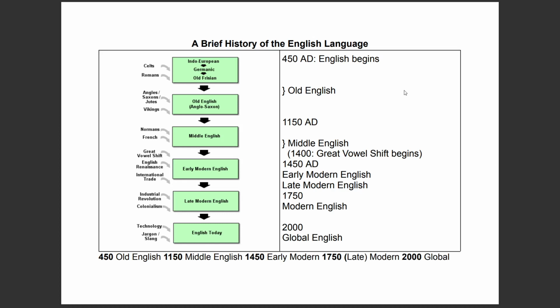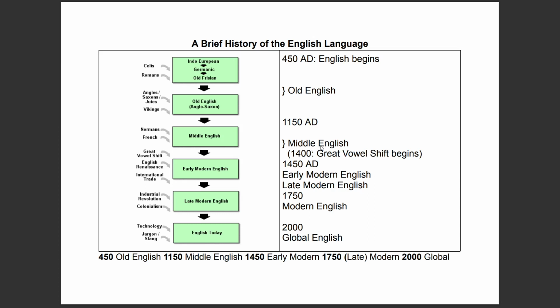So if we have a look on this side now, so 450 AD, English begins, and what we call Old English, all the way to 1150 AD. So a long period there, about 700 years. But as we go through, you'll notice that the periods become shorter and shorter.